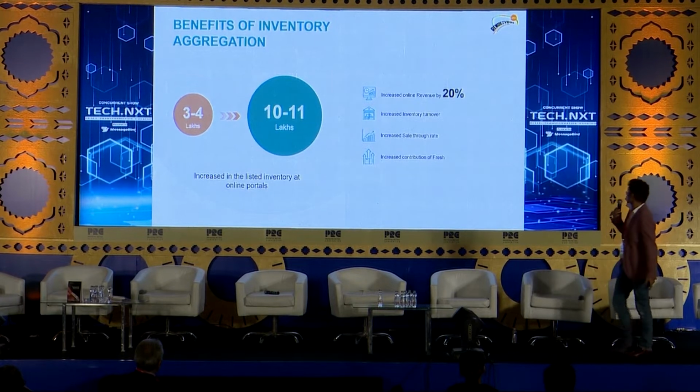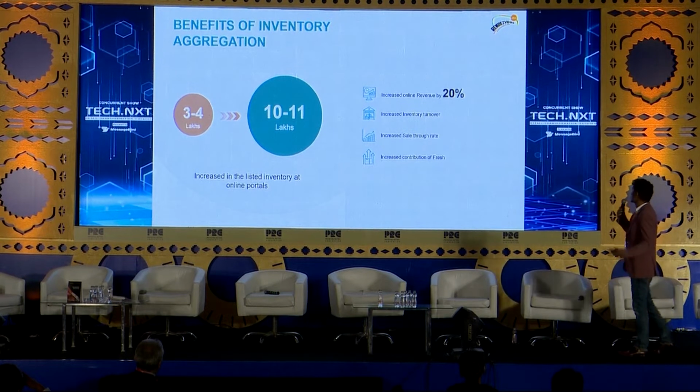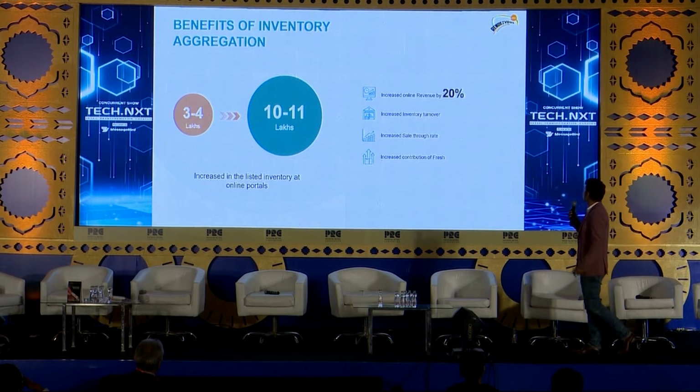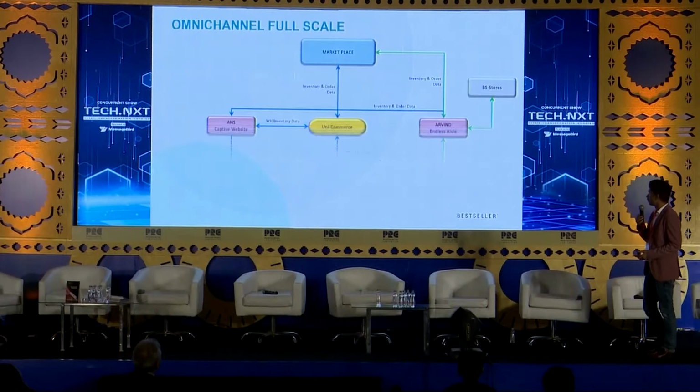And when the inventory exposure increased, our online revenue hit the ceiling by 20%. We increased the inventory turnover, our sell-through rate increased. And more importantly, online channels were perceived as a discounted channel. And when we exposed the full stack inventory, which was also coming from the fresh pieces which were reserved for EBOs, we saw that the contribution of fresh also increased. So that was step one of Omnichannel.